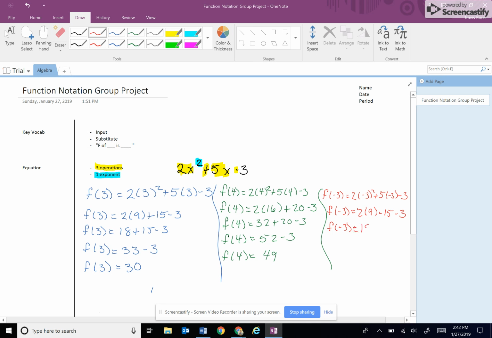2 times 9 is 18. Minus 15 minus 3. 18 minus 15 is 3. And I'm left with 3 minus 3, which is 0. So I know that f of negative 3 is equal to 0.